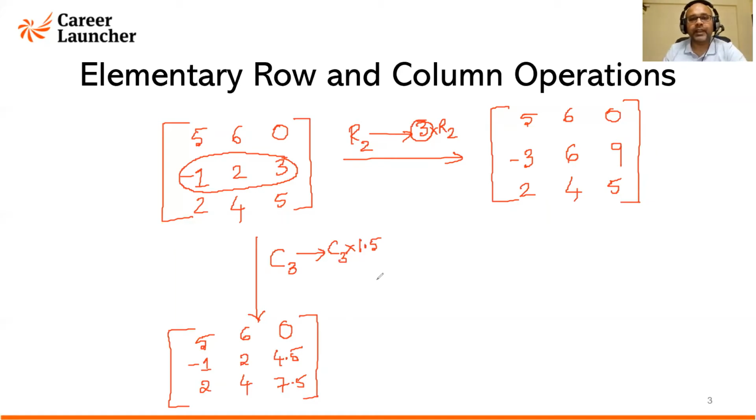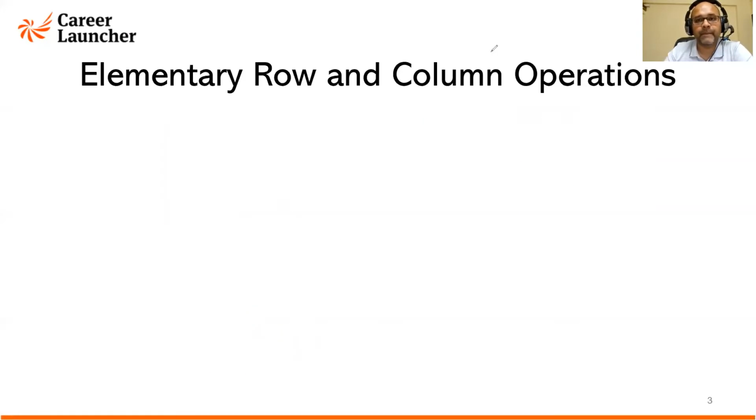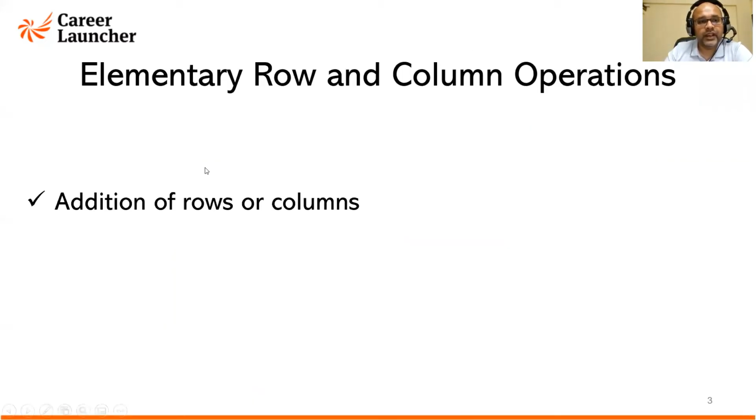So, multiplication of a row with a constant or multiplication of a column with a constant is possible in a matrix. So, this is the second kind of operation. It's an elementary, basic operation. The third we are going to look at is addition of rows or columns.